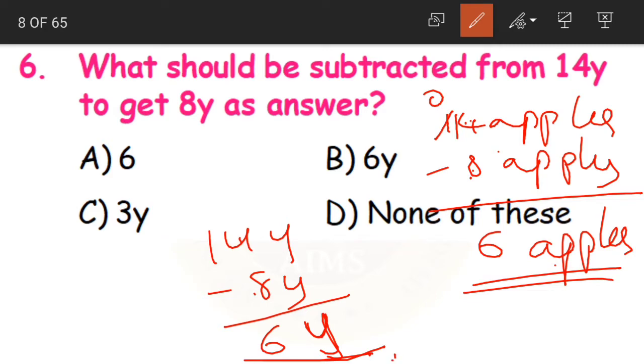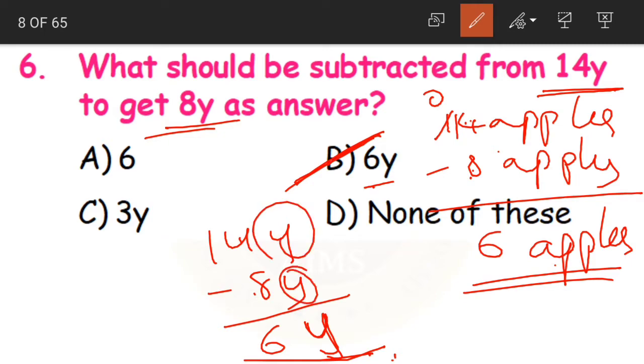Clear, children? What will be the answer now? 6y. Now when 6y will be subtracted from 14y, 8y will be our answer. Clear? Yes, the y is to be written as it is, just like we write apples or oranges or any other terms.